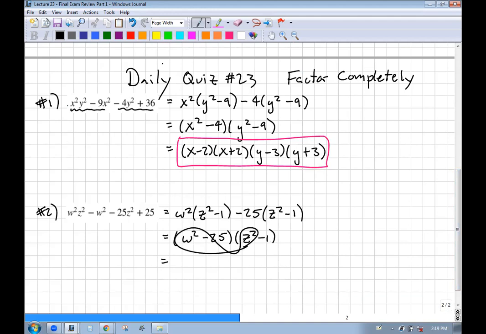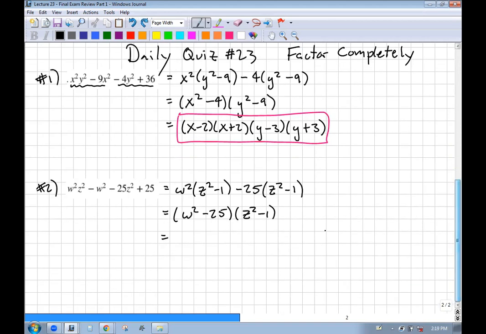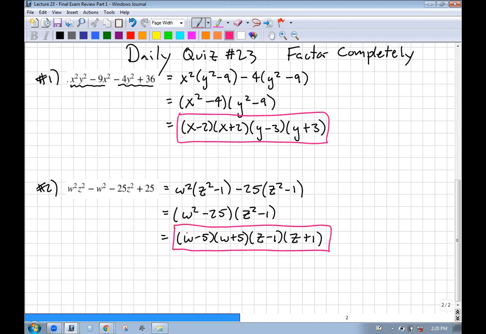Since these both have squares in them, I need to see if I can factor them further. This one is the difference of two squares. 25 is 5 squared, so I can rewrite this as W minus 5 and W plus 5. And this one here is also the difference of two squares. 1 is 1 squared. So I can write this as Z minus 1 times Z plus 1. Boom, we are done. Any questions?